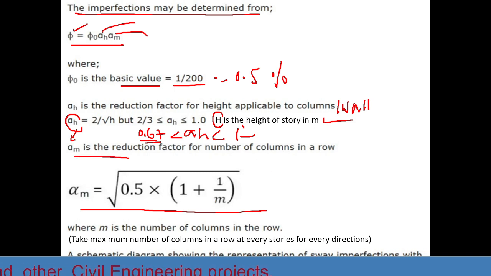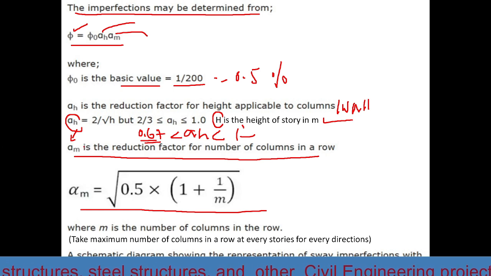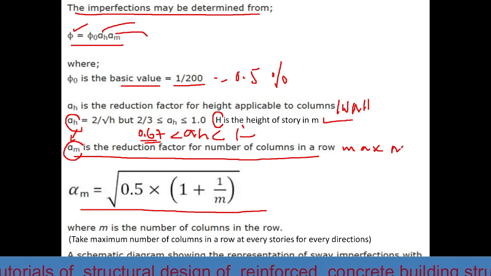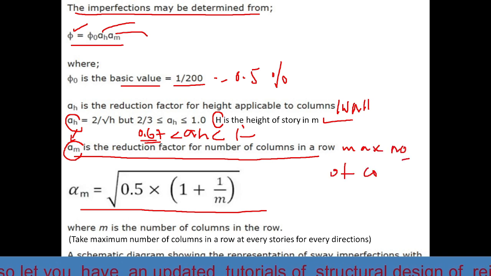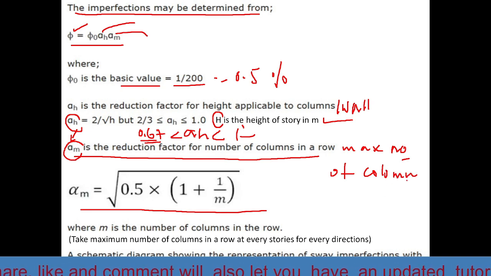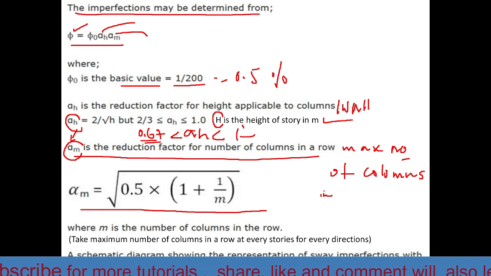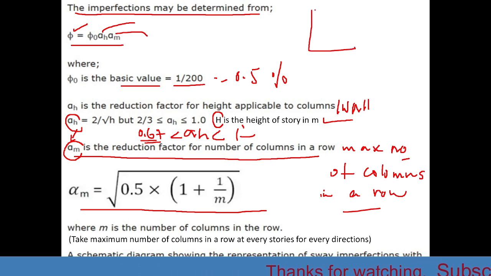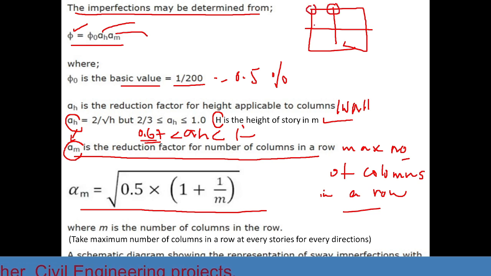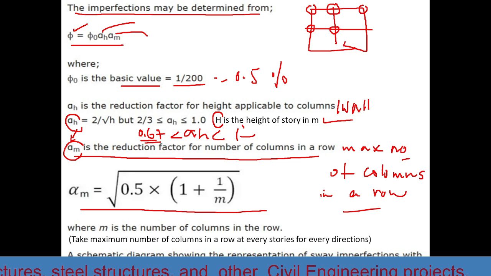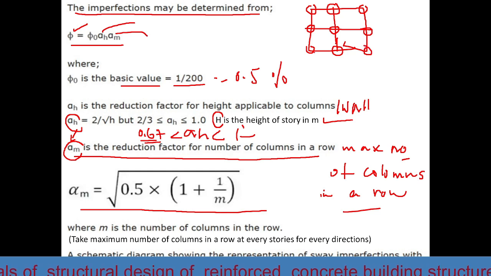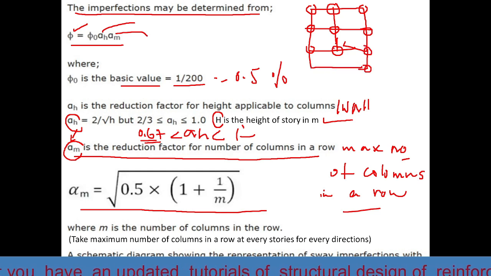So when we take alpha m, this is the maximum number of columns in a row. For example, if we have this structure, suppose we have a column here, a column here, a column here, and a column here. We have a column here.